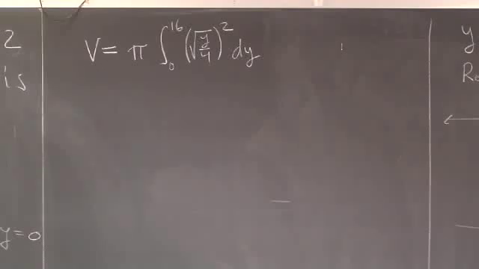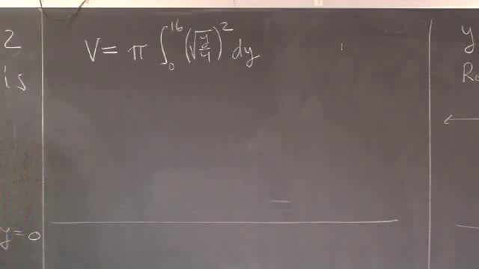Yeah, if you want to use the disk method when you rotate around the y-axis, then all your functions should be written in terms of y. Okay. If you didn't want to do that, what method could you have used? Shell method, right? Okay. Let's set that up independently.